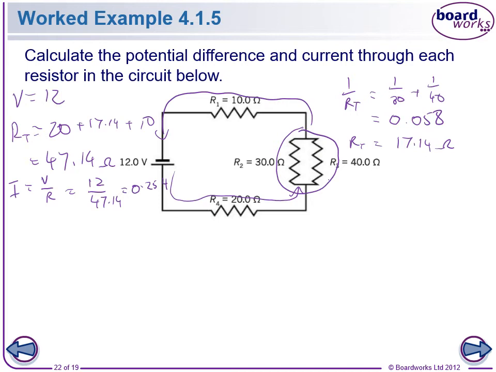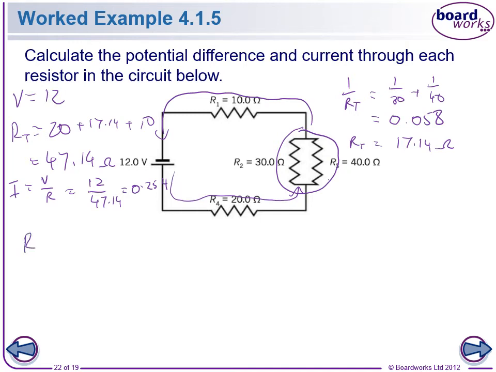0.254, there we go. All right, so we know the total voltage in the circuit, we know the total current, and we know the total resistance. So now we want the potential difference and current through each resistor in the circuit below. So let's do these one by one.